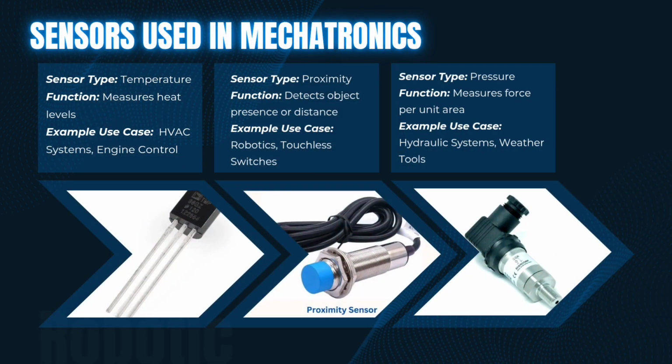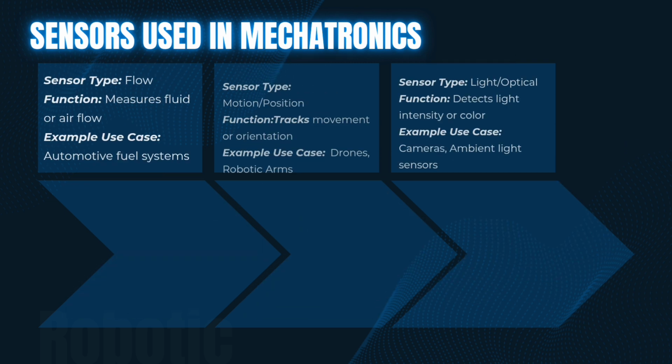And let's move on to types of sensors used in mechatronics. First, temperature sensor. It measures heat levels. Example, HVAC systems and engine control. And we have proximity sensor. It detects objects' presence or distance. Example, robotics and touchless switches. Pressure sensor. It measures force per unit area. Example, hydraulic system and weather tools.